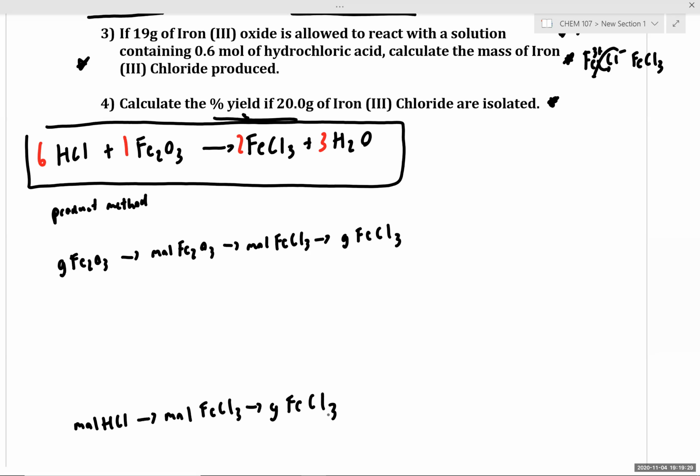And don't be shy to share your proposed theoretical yield. And I'd like you to tell me from your calculations which reactant is limiting and what the actual theoretical yield is going to be. Remember, with a product method, you have to perform your calculations for each of your reactants.